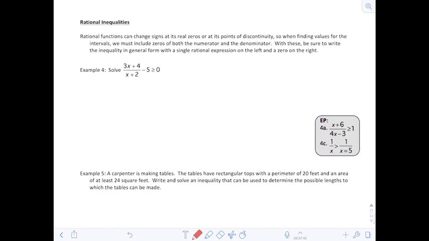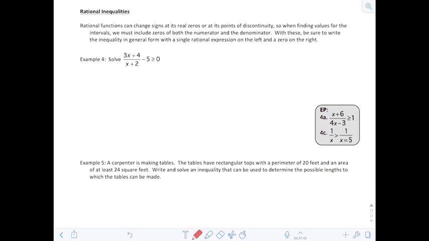Okay, rational inequalities. So now we're leaving the polynomials to rationals, which have denominators.